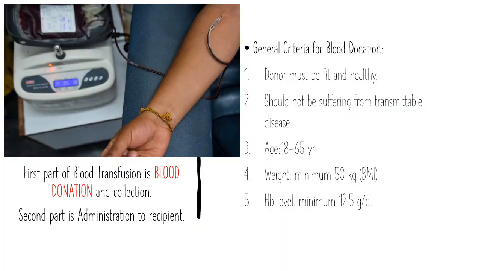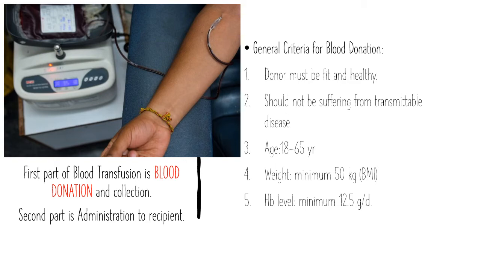In case of blood transfusion, the first part is blood donation and collection. This is done by the blood bank. The blood bank organizes blood donation camps and then collects the blood, preserves it, and if required, processes it to separate the different blood cell types. The second part is administration to the recipient, or patient.